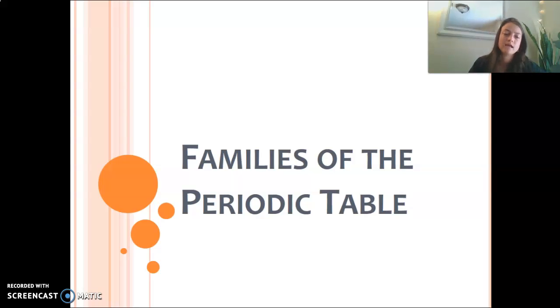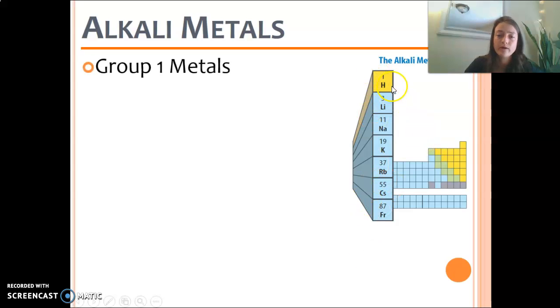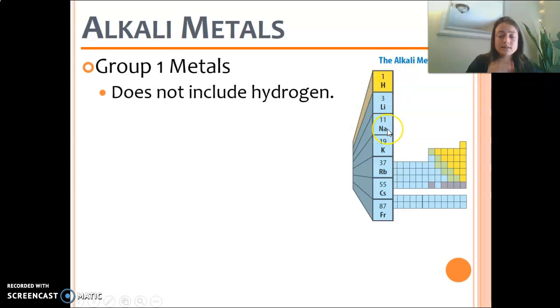But just to fill in the gaps for our knowledge here, I'm going to briefly run through the different families on the periodic table. So our first family is going to be the alkali metals, our first group, I'll say. These are called our group 1 metals, and that means they're in the first column on our periodic table to the far left. We do not include hydrogen in this column.